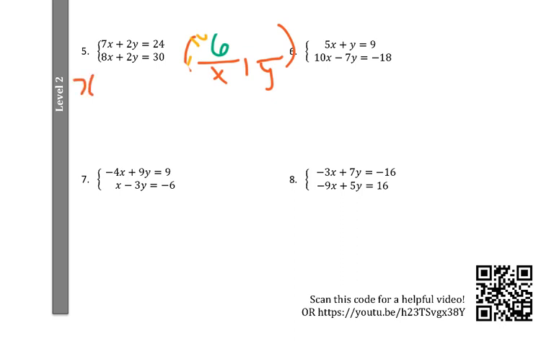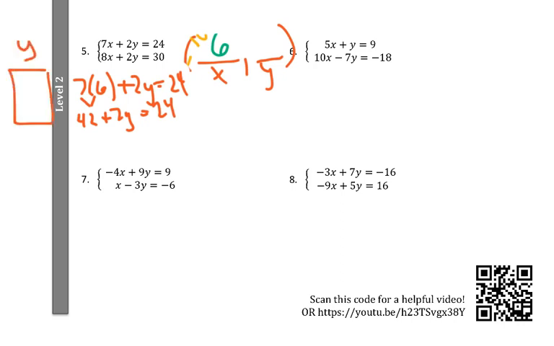Alright, so we're going to have 7. Oh no, these numbers are too big. Plus 2y equals 24. Okay, 7 times 6 was 42. Plus 2y equals 24. Okay, now I know I'm solving for y. It's being multiplied by 2 and added by 42. Okay, subtract 42 from both sides.